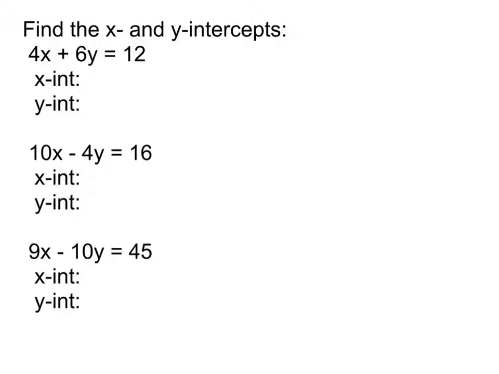So for that first one, I'm going to find the x-intercept. The x-intercept means I'm plugging 0 in for y. Oops, not 0 for x. So it's going to be 4x plus 6 times 0 equals 12. Of course, that just means I'm going to be doing 4x equals 12. Therefore, x is going to be 3. So my x-intercept is going to be at 3, 0.